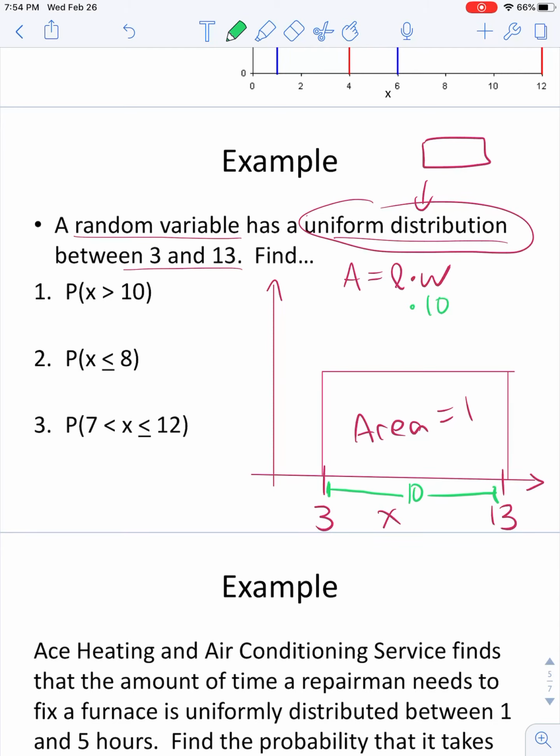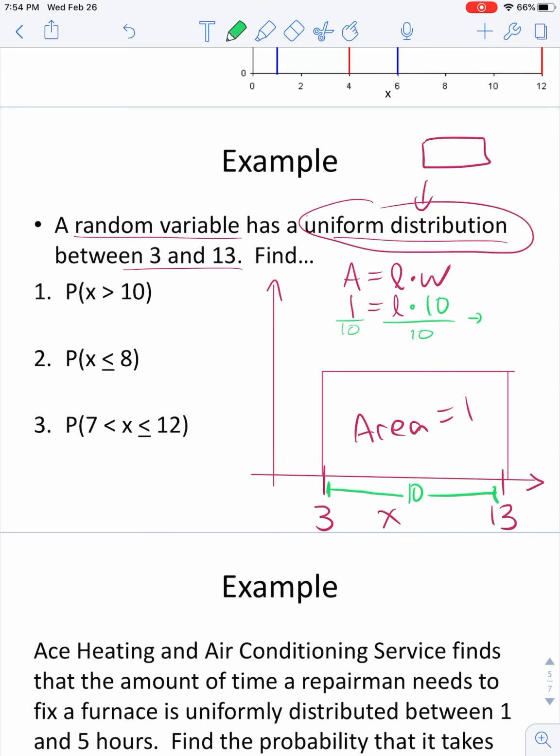Whatever the length or the height, whatever you want to call it here, whatever the height of this rectangle is, that's supposed to be the probability. But oh wait, I also know that area equals 1. So I have area equals length times width. Area equals length times 10.